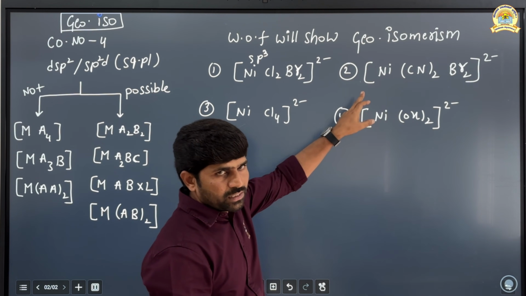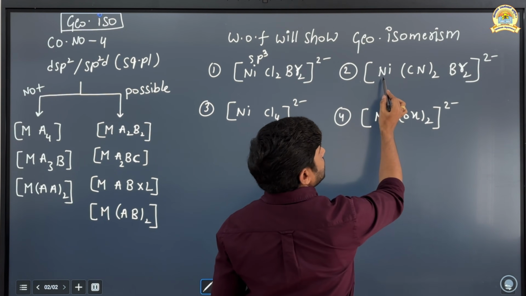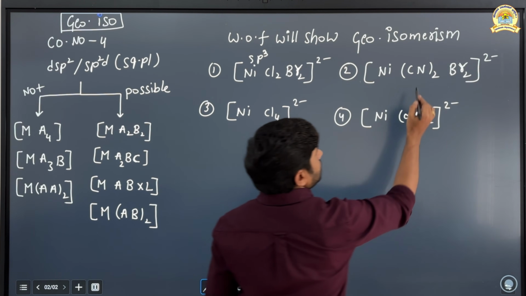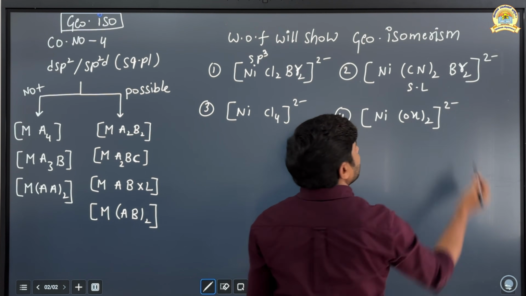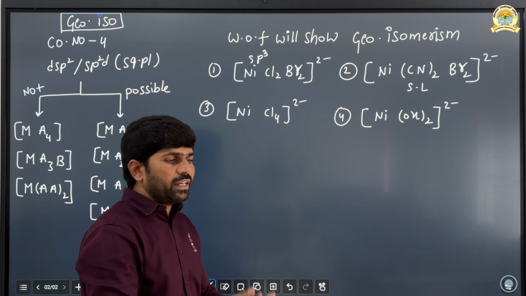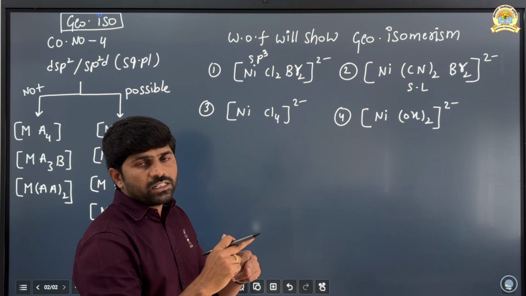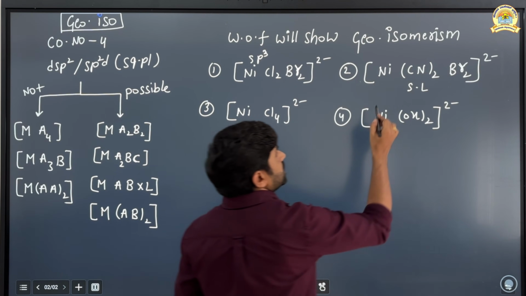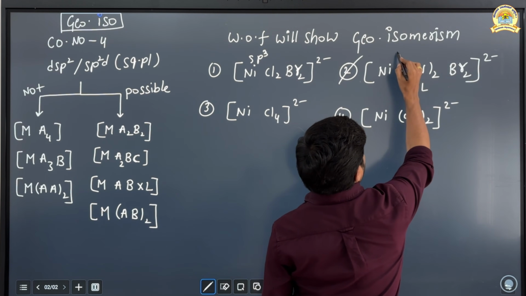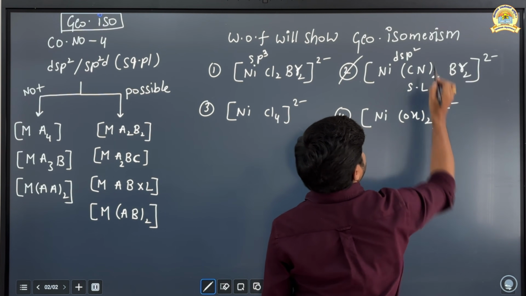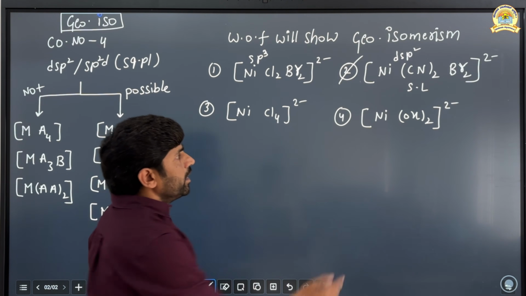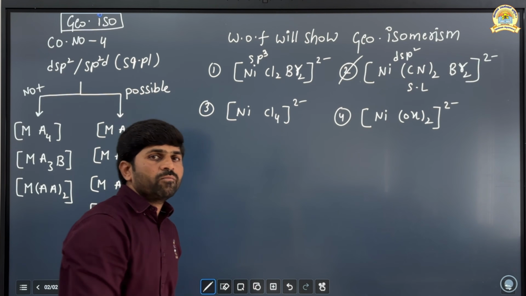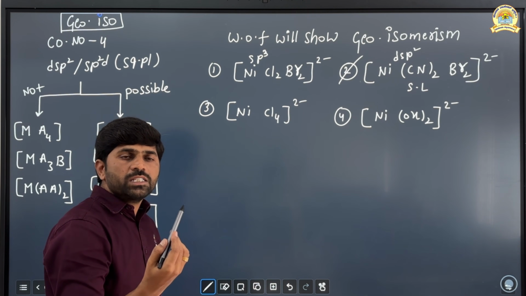So go for the second option. In this option you can observe the central metal atom is nickel, with cyanido ligands and bromido ligands. The cyanido ligand is a strong field ligand. Strong field ligand enhances pairing of electrons, so the inner d orbital becomes empty. Then dsp2 hybridization is possible for this complex, and it definitely shows square planar geometry. When it is square planar geometry, automatically geometrical isomerism is possible in this case.